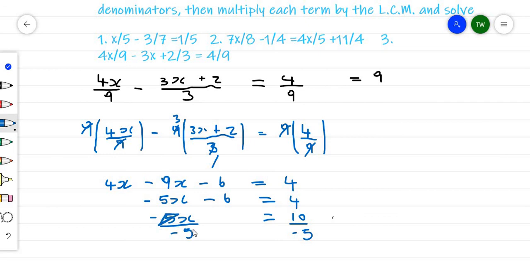-5 will cancel out -5. Therefore, x is going to equal to 10 divided by -5, which is going to be -2.